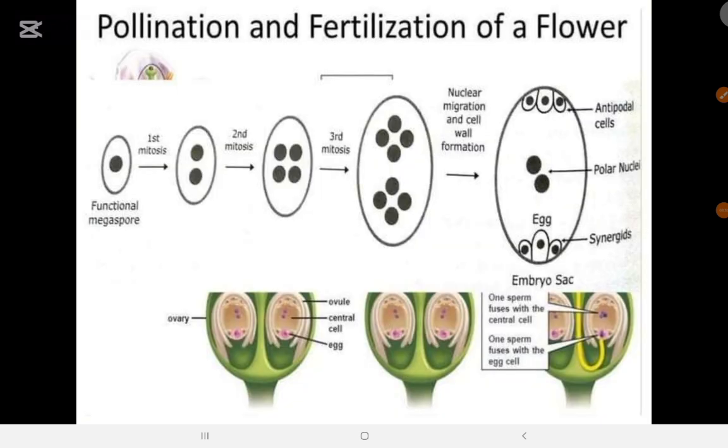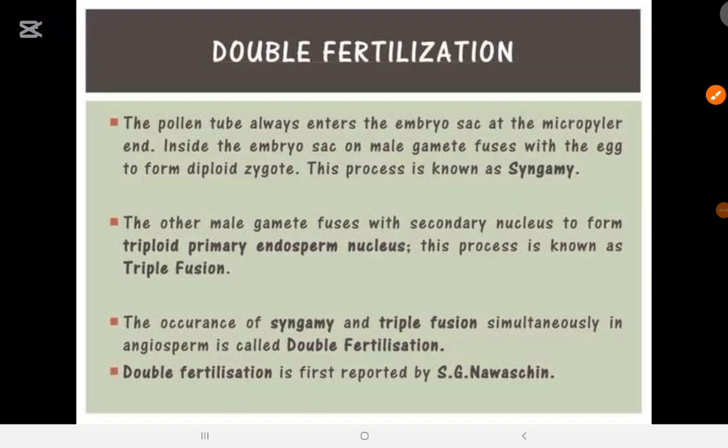So the same process as shown here. And then I said the antipodal cells are the cells whose functions are not yet defined, not yet known to botanists. Is that okay?